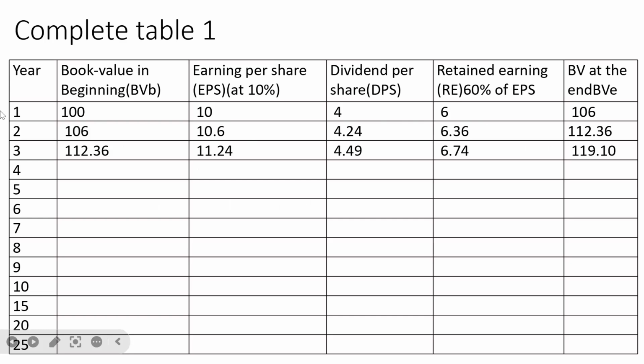106 is your par value plus your retention: 100 plus 6 is 106. Now 106 becomes the book value for the next year, so 10% of that is 10.6. Of this 10.6, 60% gives 6.36, which is retained by the company, and 4.24 will be distributed among the shareholders. So the book value at the end will be 106 plus 6.36, which is 112.36, and this becomes the book value in the third year, and this way it continues.